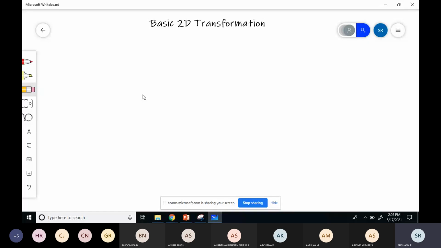Is the whiteboard visible? If it is visible, we will start with the class.